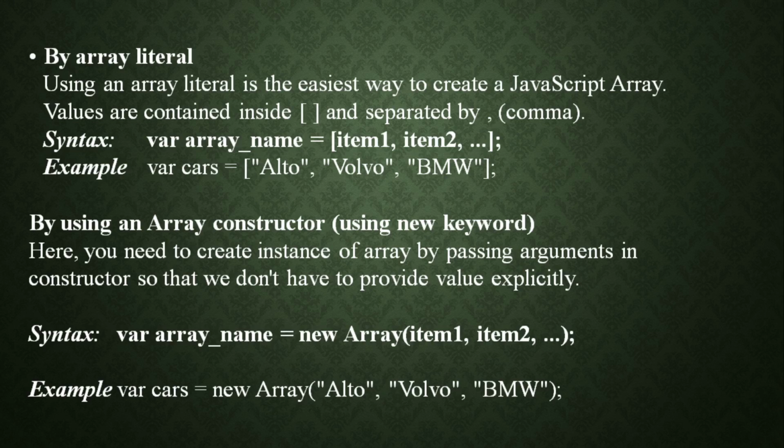Similarly, we can create an array by using a constructor. If you observe the example, a new keyword is used here, where array name equals new Array of item 1, 2, and so on to n. Here we create an instance of an array by passing arguments in a constructor so that we do not have to provide the value explicitly. So for that, var cars equals new Array Alto, Volvo, BMW.